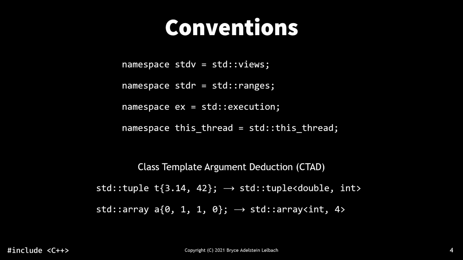For example, when constructing a tuple, I don't need to spell out what the types are. They can be inferred from the arguments. Likewise, when constructing a std::array, the element type and size can be inferred.